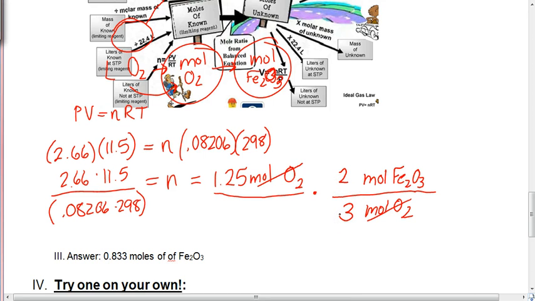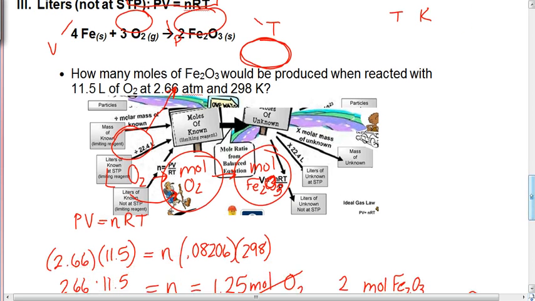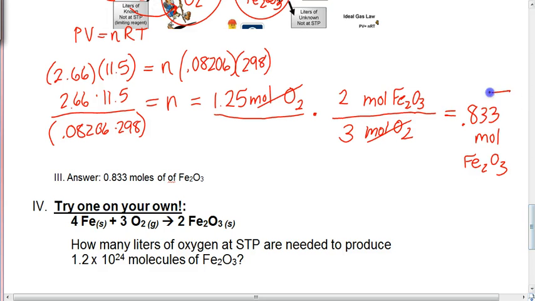So we'll do 1.25 times 2 divided by 3. And I got 0.833 moles of iron 3 oxide. And sig fig wise, if we look at what we're given, it's got 3, 3, and 3. Excellent. So we got 3 in our final answer. And look, there is the answer, so we can check our work. We did it right.